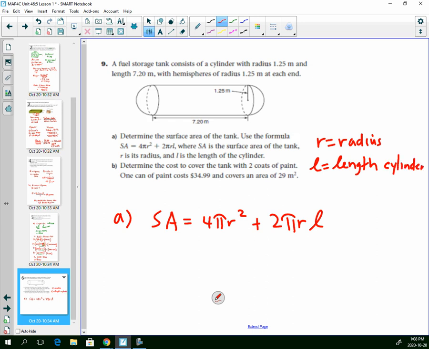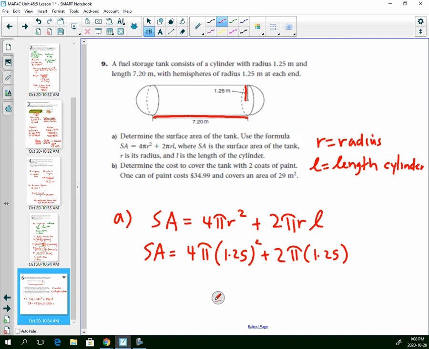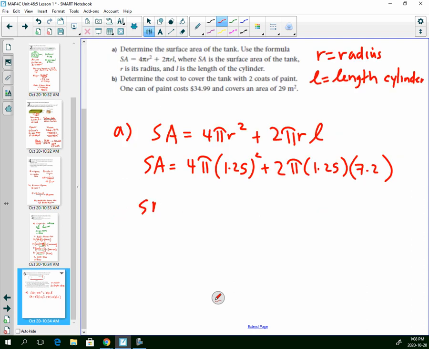So here's the length of the cylinder given as 7.2 meters. Here's the radius given as 1.25 meters. So all I have to do is substitute those numbers into the formula. Don't have to figure anything out. So the radius is 1.25. And the length is 7.2 meters. And they're both in meters, so that's great. I don't have to change any units. And then I just have to follow BEDMAS.